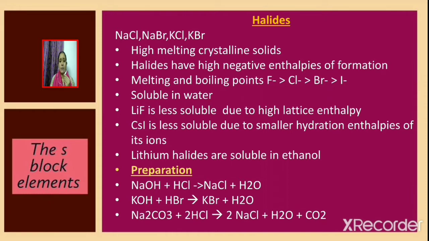Let us now discuss the methods of preparation of alkali metal halides. Sodium chloride, for example, can be obtained by the reaction of sodium hydroxide with hydrochloric acid. When sodium hydroxide reacts with hydrochloric acid, the products formed are sodium chloride and water. Now, how can we get potassium bromide? It can be obtained by the reaction of potassium hydroxide with HBr. Along with the potassium bromide, water will also be produced.